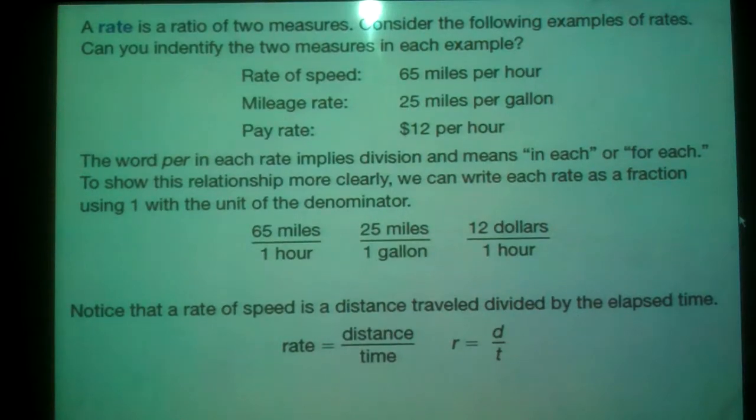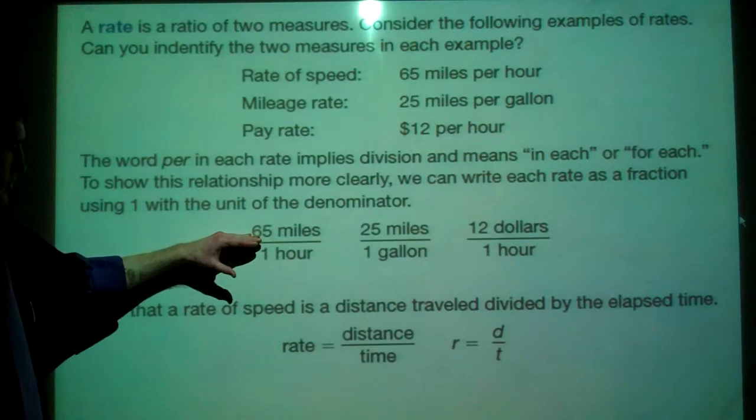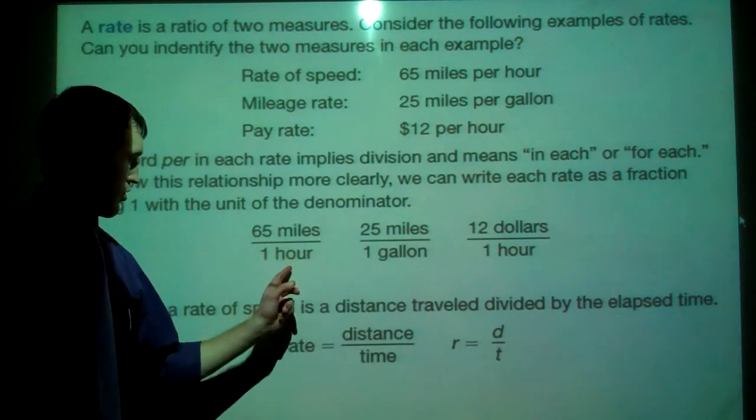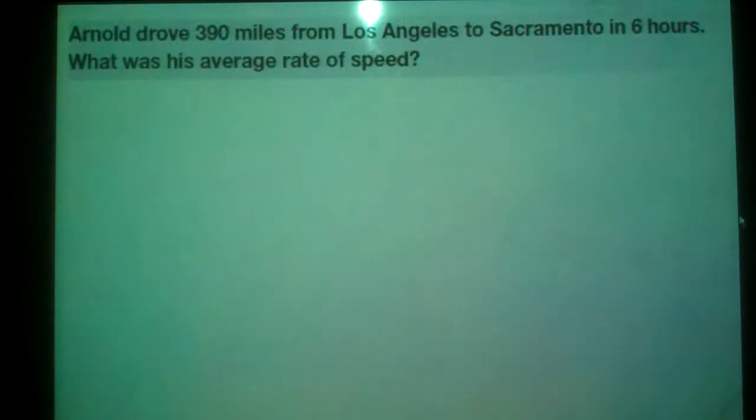And we're going to use this one quite a bit too, especially in the future. Notice that a rate of speed is a distance traveled divided by the elapsed time. So rate equals distance over time, or in the more generic form, R equals D over T, where rate equals distance over time. We'll get into that. That's why 65 miles per hour is in this format. Distance over a time. Alright?